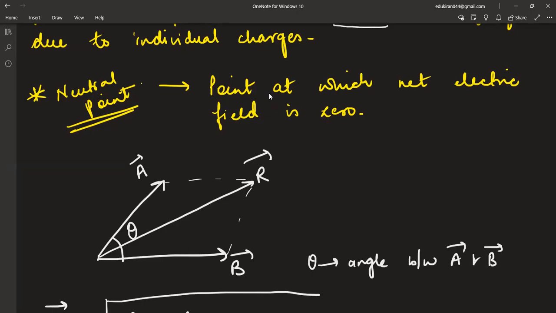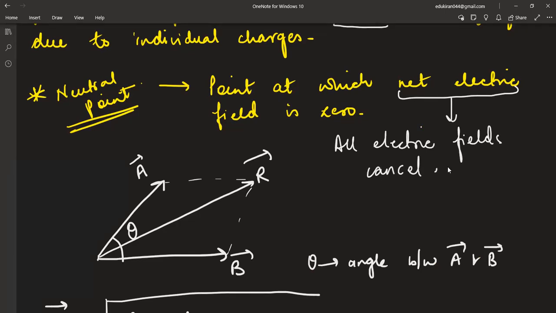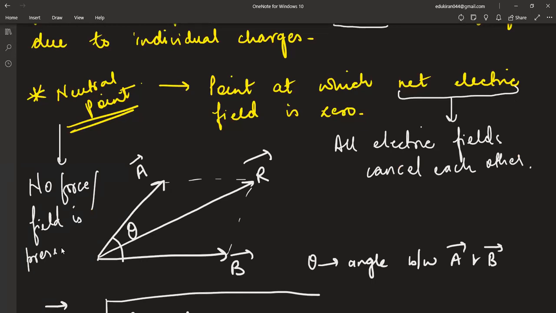Now we have a concept of a neutral point which you should see. It is a point at which the net electric field is 0. Net electric field, how can it be 0? When all the electric fields, if they are present, cancel each other. That is what is meant by a neutral point. Means no electric field is present. At the neutral point, no force, no field is present. This is what we call a neutral point. If electric fields are present, they will cancel each other out. Means the net electric field will be 0.